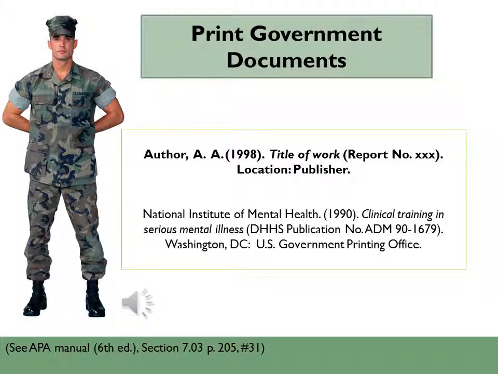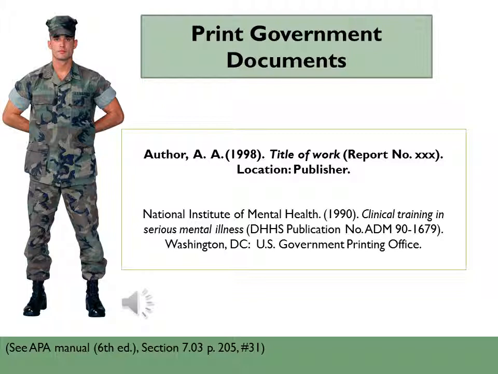When citing a print government document, the correct format is to include the author's name, the year of publication, the title of the work, which is italicized, and then the report number followed by the location and publisher's name. If you look at the example, the author in this case is the National Institute of Mental Health. The title of the work is Clinical Training in Serious Mental Illness, and if you notice, it's italicized, followed by the report number. All government documents will have a publication or a report number assigned to it. And then you follow by the location of publisher, Washington, D.C., and the U.S.